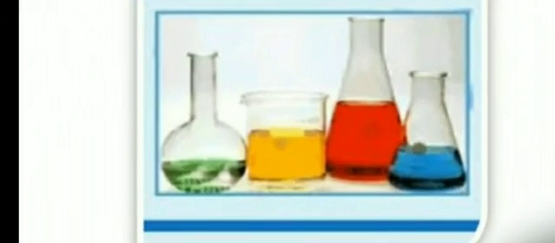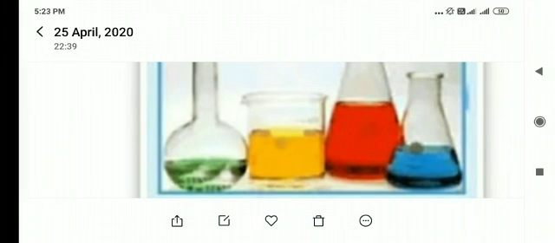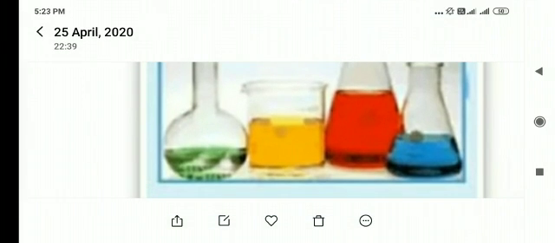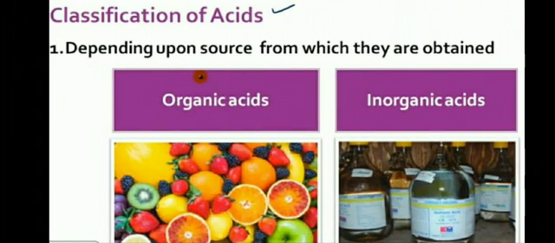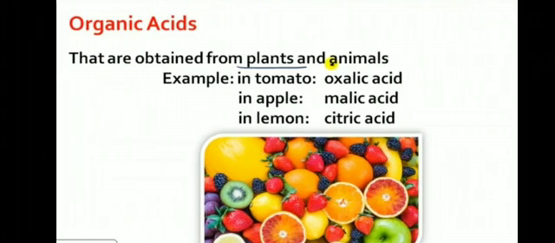Students, now classification of acids. Students, acids are classified into three categories. Number 1, organic acids and mineral acids. Number 2, strong acids and weak acids. Number 3, concentrated acids and dilute acids.